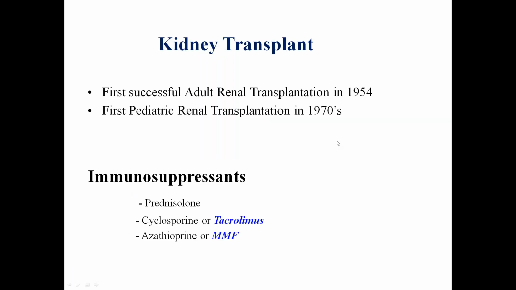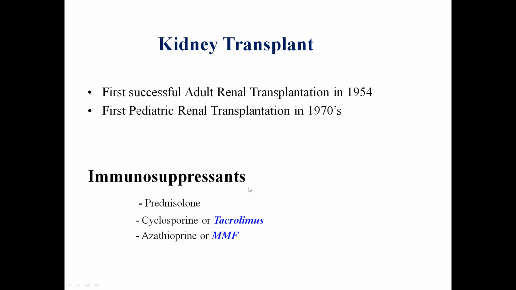Now, what about kidney transplant? The first successful adult kidney transplant was done in 1954, and this was between two identical twins. Subsequently, the first pediatric renal transplant was done somewhere in the 1970s. And since the 1980s, it is being done in most Indian centers as well.